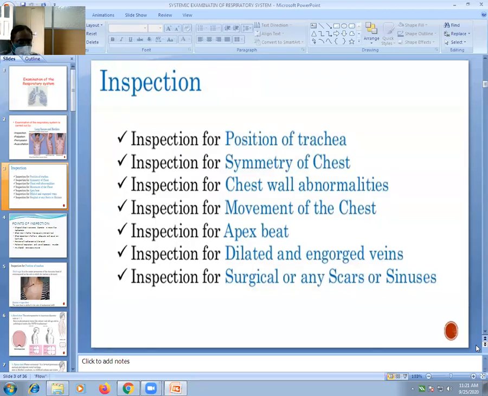Then symmetry of the chest. Chest should be bilaterally same, equal. Then movement of chest. Ask the patient to take deep breaths and observe the movement of the chest or the chest expansion, whether equal on both sides, right as well as left, whether expansion is adequate or not. Then any chest wall abnormalities, any dilated veins, any engorged veins, any visible pulsation, any scar, anything abnormal you have to note on inspection. Then position of trachea. These are the points to be noted on inspection.